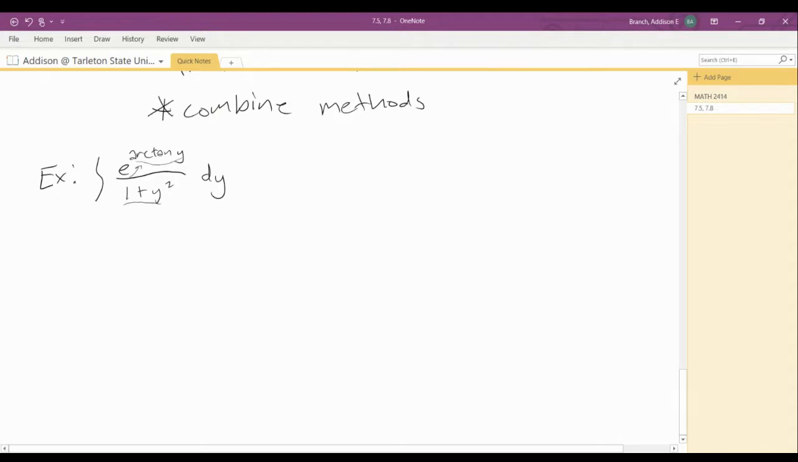So let's think back to step 1, which is manipulate the function. There's really only one way we could do this. We could try to separate out the numerator and the denominator: e to the arctangent of y times 1 over 1 plus y squared dy.